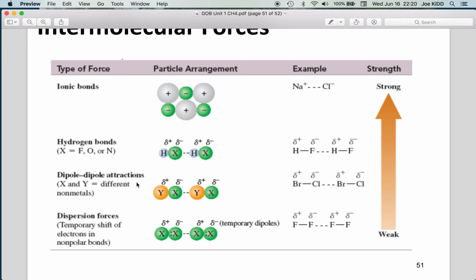Next are dipole-dipole interactions. These are slightly stronger. They occur between polar molecules. A special kind of dipole-dipole interaction is a polar molecule where it's a hydrogen bound to either an F, an O, or an N. And we call this hydrogen bonding. I did not come up with this name. It is a terrible name for a force, but that is what it is, and that's what we have to deal with. And then obviously the strongest type of intermolecular force would be an ionic bond. But when we're talking about covalent bonding, we're talking about these three right here.